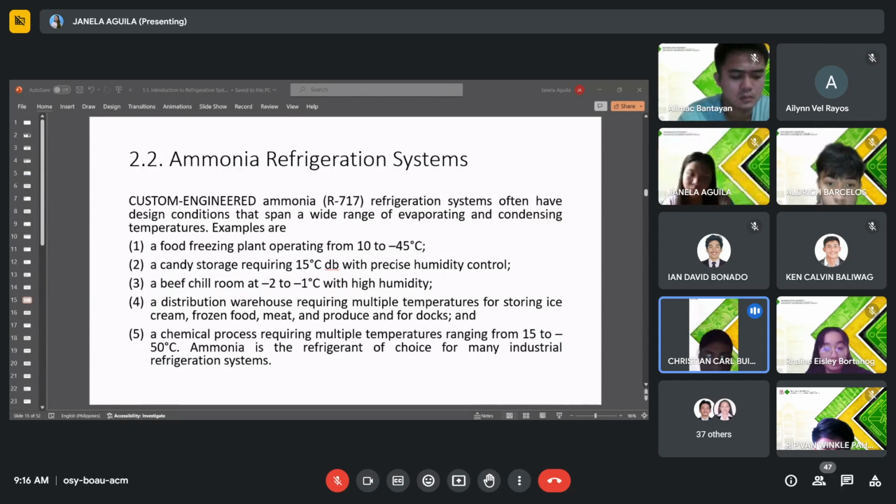Ammonia is the refrigerant of choice for many industrial refrigeration systems. Kaya po ammonia yung madalas pong ginagamit ng mga industrial refrigeration system ay dahil yung ammonia po ay mas mataas o mas better po yung heat transfer properties niya kumpara po sa ibang mga chemical refrigerant. Dahil po dito ay mas mababa po yung magiging cost ng fabrication po. Yun lang po.